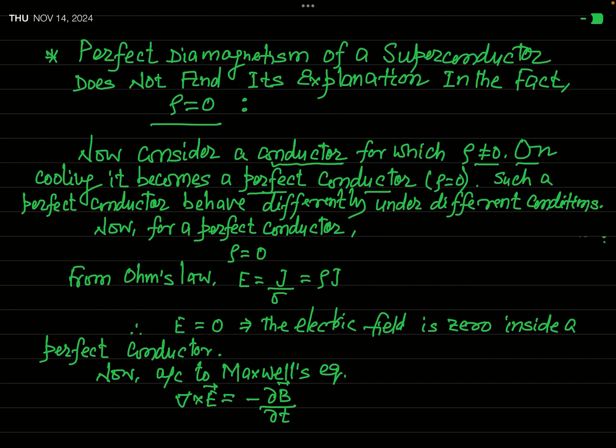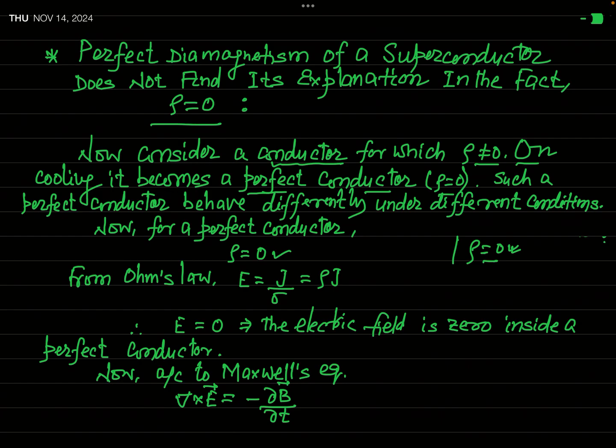So now we consider a perfect conductor. When you say perfect conductor, its resistivity will also be 0. A perfect conductor means a conductor which does not offer any resistance to the flow of electric current through it. So rho is equal to 0 for both a superconductor and a perfect conductor. But a perfect conductor does not behave like a superconductor in a magnetic field. The behavior of a superconductor and a perfect conductor are different under different conditions.